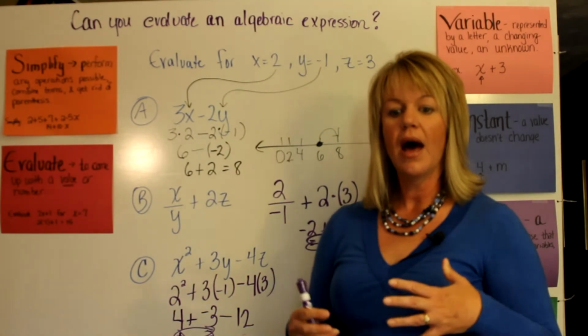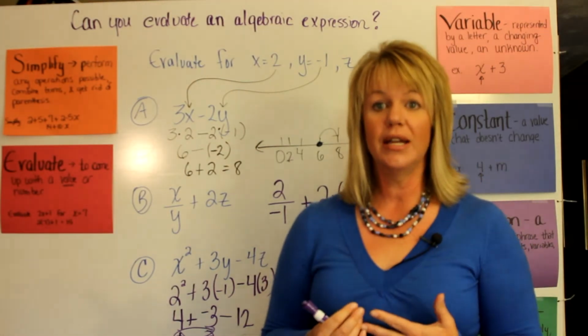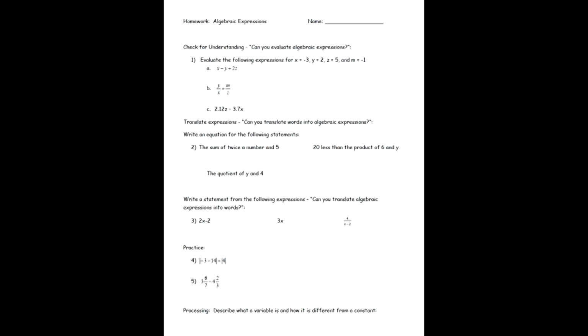All right, so I have a check for understanding and a homework sheet for you. There's a check for understanding that involves evaluating, coming down to one value. We also have some translating, so we're going to be taking some words and putting them into an expression or possibly an equation with an equal sign. And then there is an expression or equation and you need to translate it into words, some basic review, and then a processing section describing the difference between variables and constants.